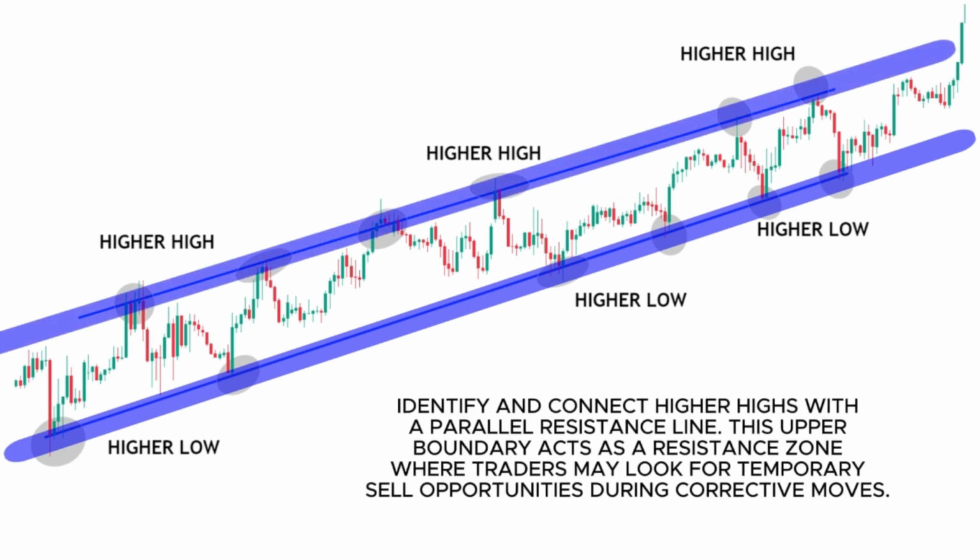3. Drawing the trend channel. Identify and connect higher highs with a parallel resistance line. This upper boundary acts as a resistance zone where traders may look for temporary sell opportunities during corrective moves.